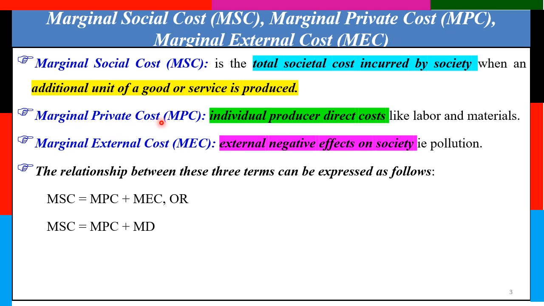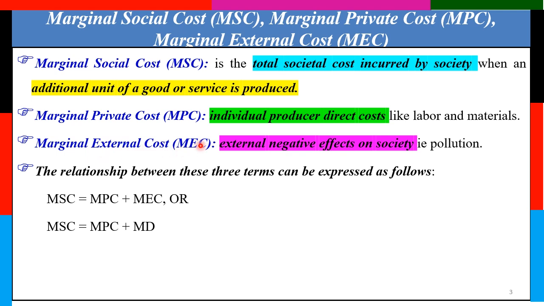Marginal private cost is an individual producer's direct cost, like the labor and the materials. The cost that an individual private producer incurs for labor, such as the wage and the salary, and the price of the raw material is known as the marginal private cost.